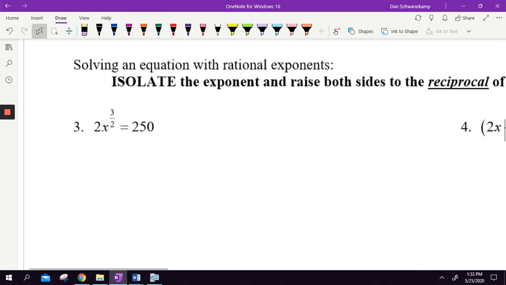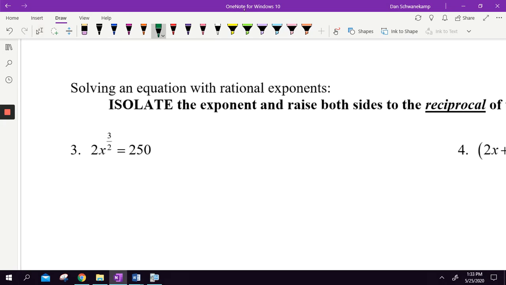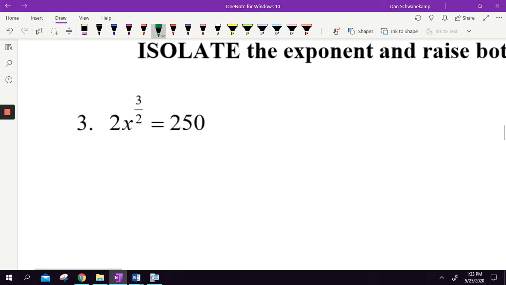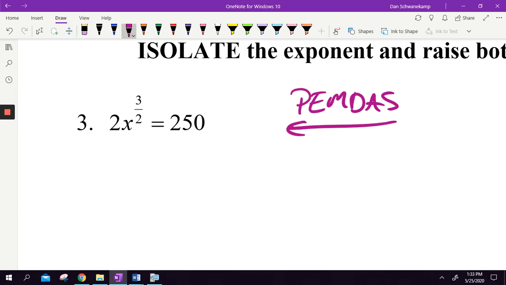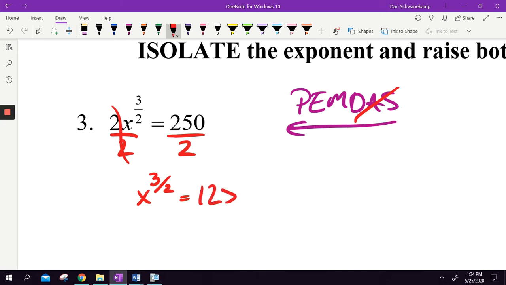All right, next thing, same thing, only difference here, instead of radical, they have it written as a fractional exponent, a rational exponent. So we're still doing PEMDAS in reverse. We're going to add or subtract. There's not one. So then we're going to multiply or divide. Well, to get rid of this 2, I'm going to divide both sides by 2. X to the 3/2 power. 250 divided by 2 is 125.